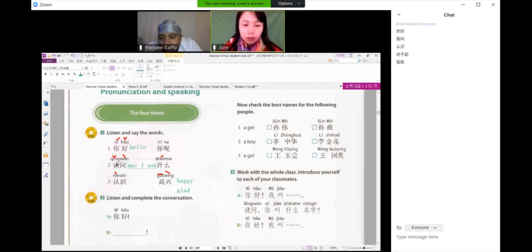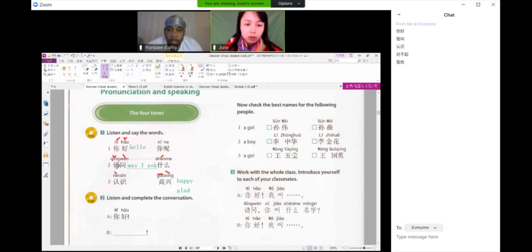So 请 means please. It's usually when you want to express something in a polite way, you will say 请. So 请问 is may I ask. Okay, so which one is to know? 认识. Right, to know. And you see there's a character here.